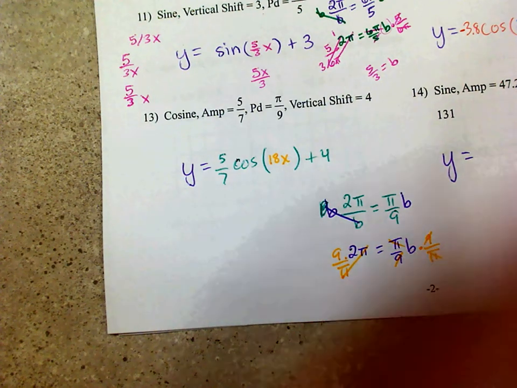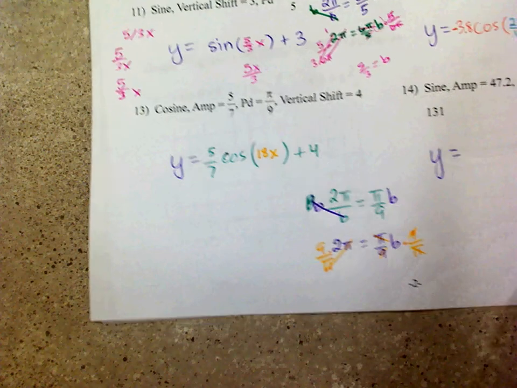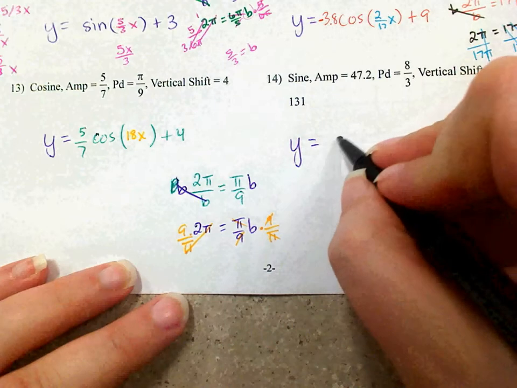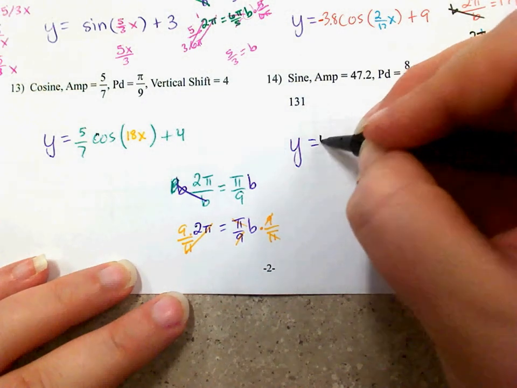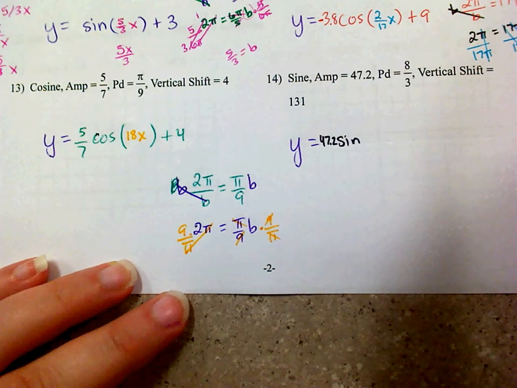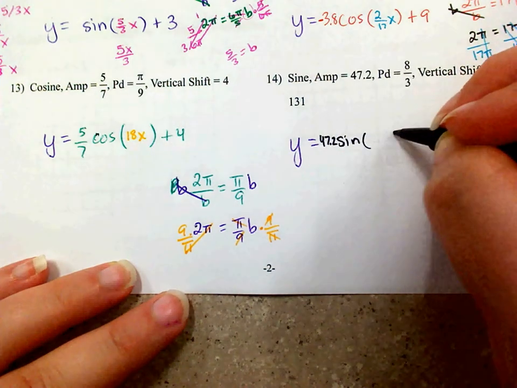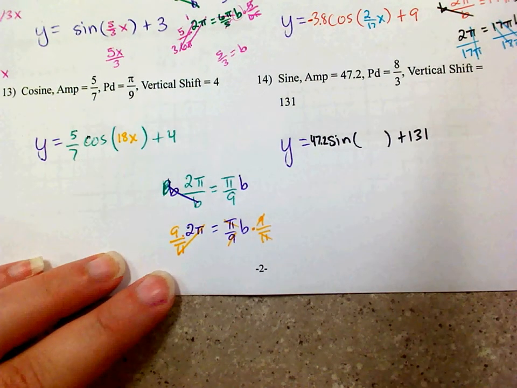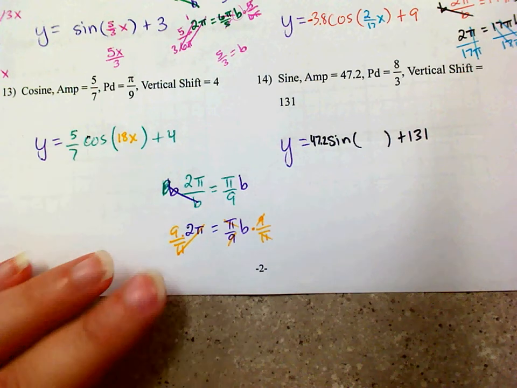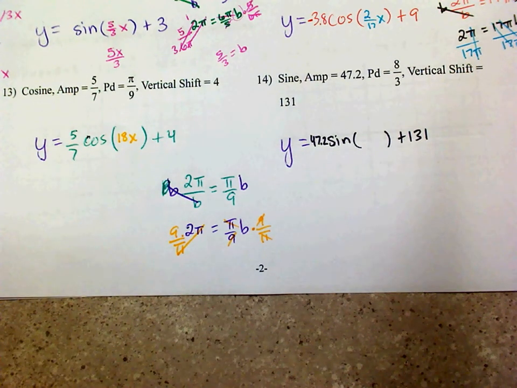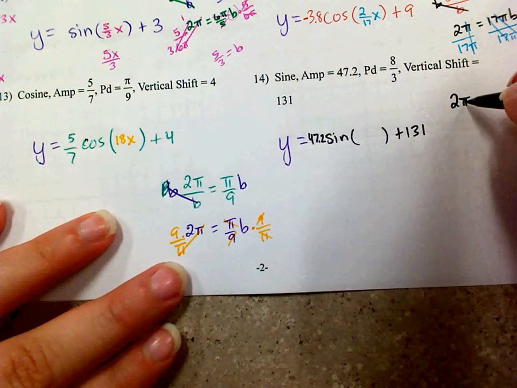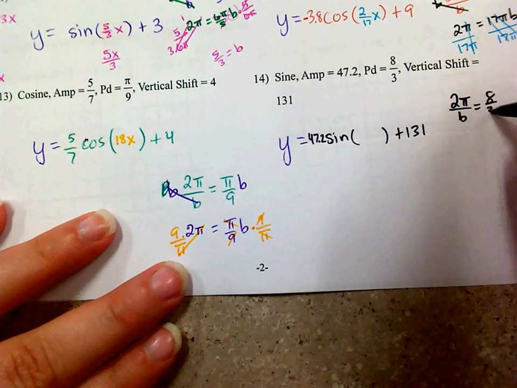All right. For this one, we have a sine wave with an amplitude of 47.2 and a vertical shift of 131. And it tells me that the period is 8/3. Now, is it possible for the period to be anything other than something involving pi? Of course. A period can be a length of 2 units. It doesn't have to be 2 pi units, okay? So don't be weirded out if the period does not have a pi in it. Which means that when I do this, there's not going to be cancellation of pi, which means your equation is going to have pi in it, and that's perfectly fine.